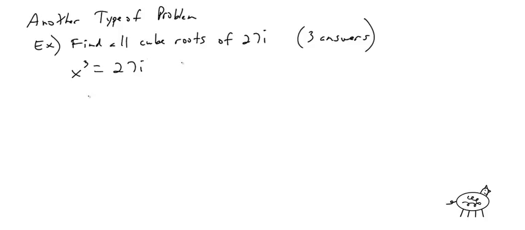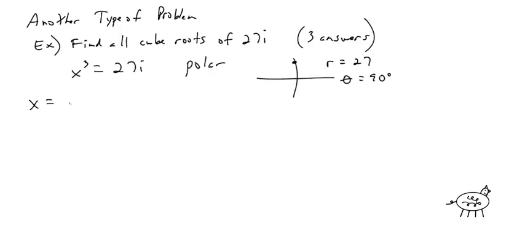So, of course, we need to write it in polar, as we always do. 27i is up here, so r equals 27. Theta is 90. Okay, that's pretty easy. So we're going to say x is equal to 27 cis 90, and that's to the 1/3 power. All right, then we're going to apply de Moivre's theorem. That's easy. 27 to the 1/3 is 3, so this is my first answer. It's 3 cis, and it's 90 times 1/3, which is 30 degrees.